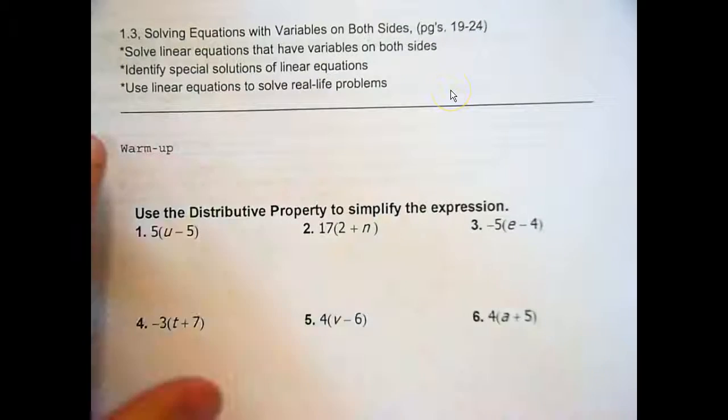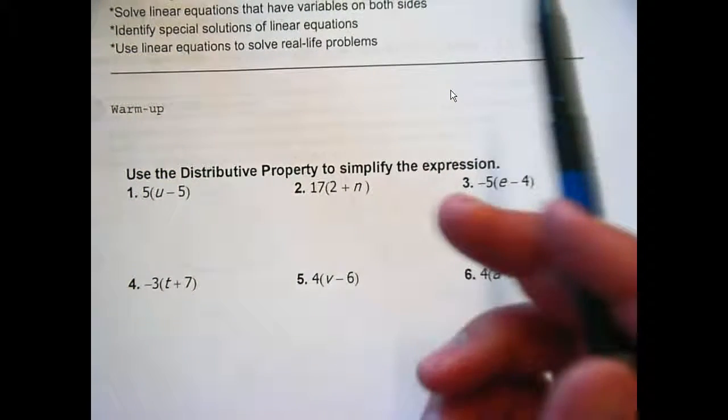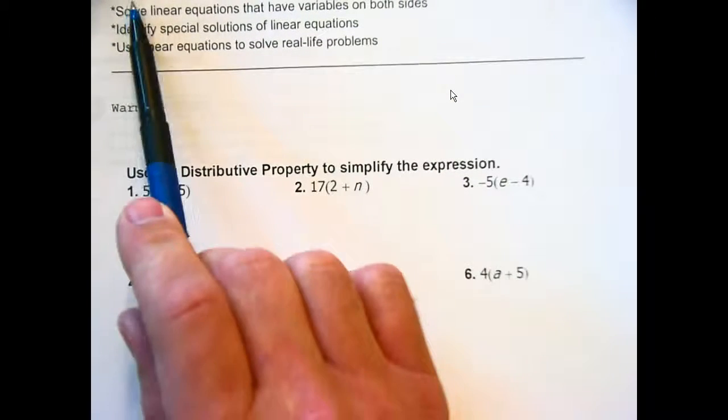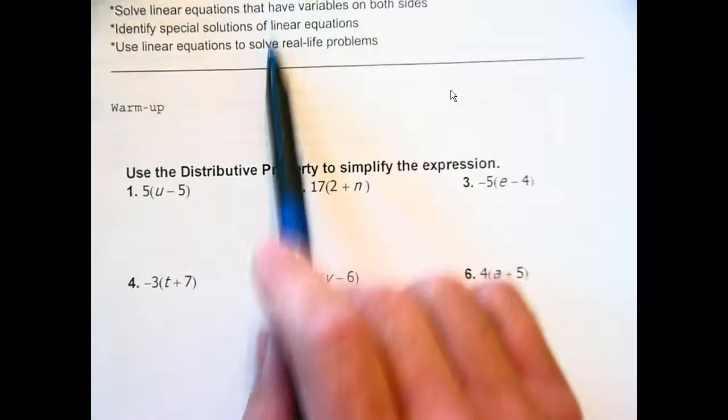It's right here on the top, 1.3, solving equations, variables on both sides. That's our title and our page number. So on the one side of your note page, it's a great place to write that. If you want to write what our objectives or learning goals are, they're right here. You don't have to write those.